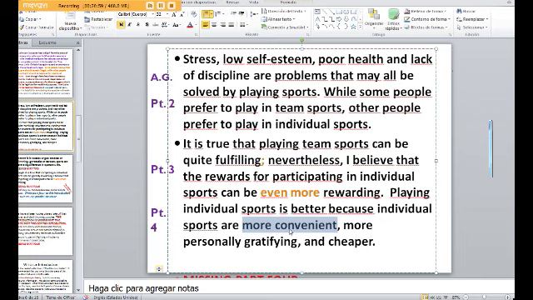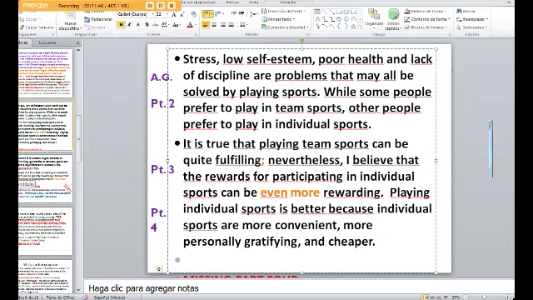When we use the comparative form for longer adjectives, we always use more: more convenient. You would say more personally gratifying. This is an adverb. It modifies this adjective. More convenient, more gratifying, and cheaper. You would not say more cheaper. So there you have a couple of examples for how to write part four of that introduction. Let's look at a couple of different examples.